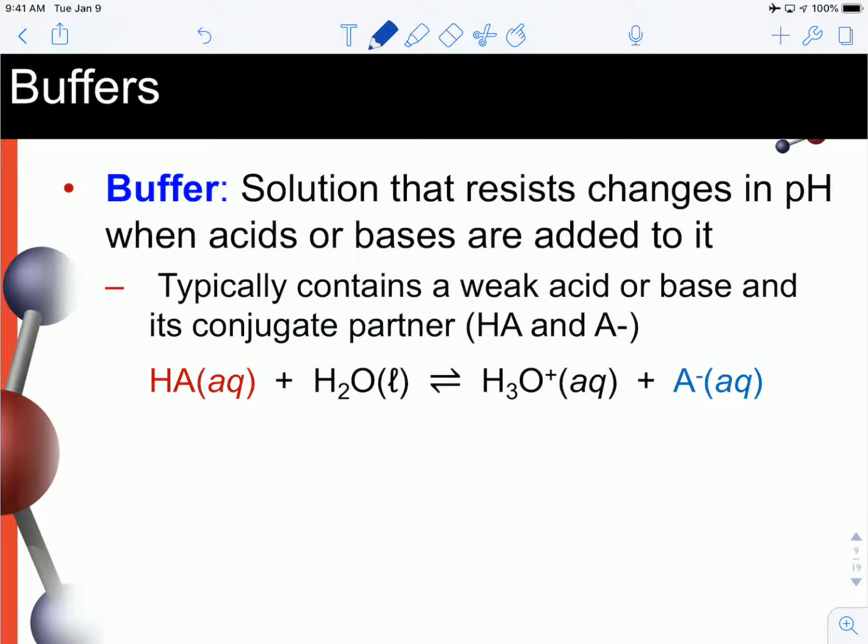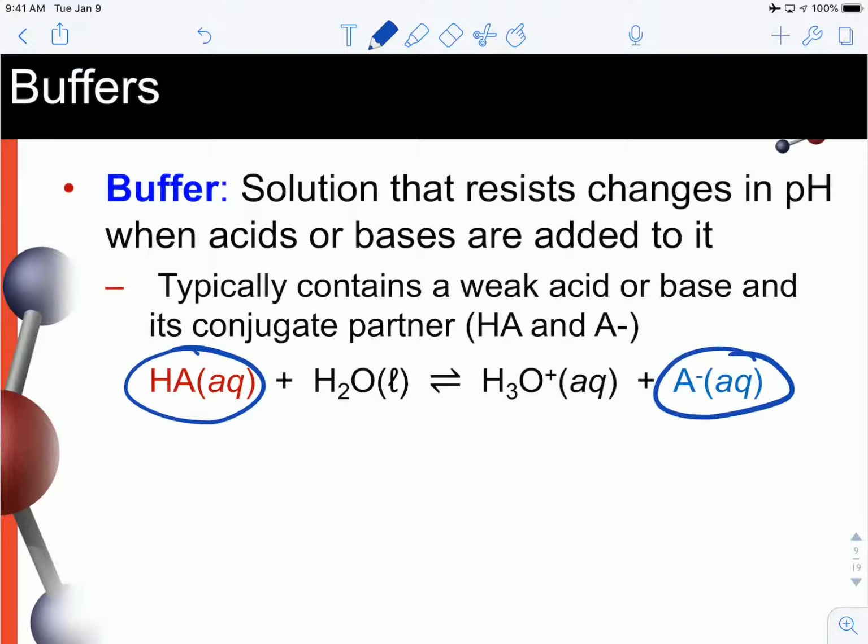Another of the topics we're covering from Chapter 16 is buffers. And a buffer is a solution that resists changes in pH when acids or bases are added to it. It typically contains a weak acid or base and its conjugate partner. So if I'm making up a buffer, I would want a solution where I'd put this acid into solution, and then I would also add some of this. And of course, you can't add just an anion. You have to add a salt.